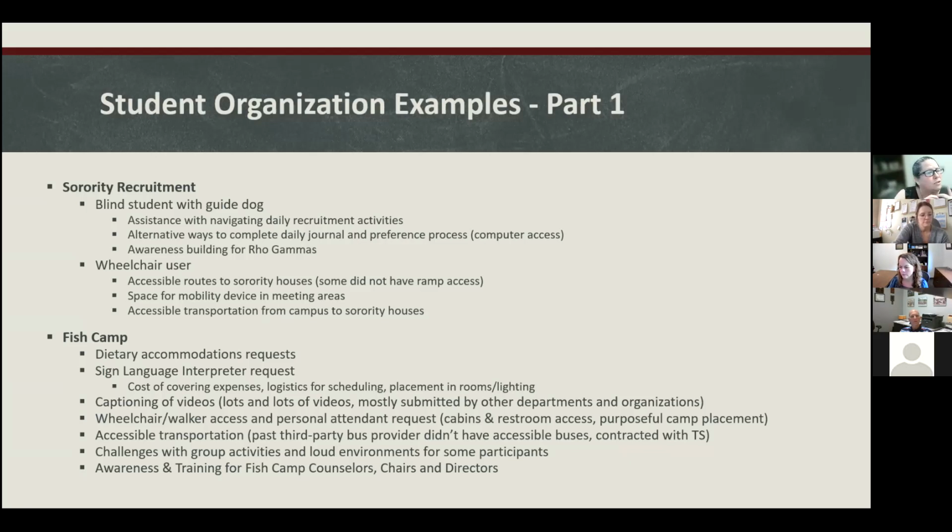A couple of years ago, we had a student who was a wheelchair user go through sorority recruitment, but they didn't know until like the week of sorority recruitment that there was a wheelchair user.